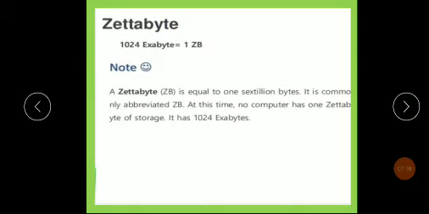Zettabyte. 1024 exabytes equal 1 zettabyte. A zettabyte is 2 to the power 70, so you can find that 1024 exabytes equal 1 zettabyte.